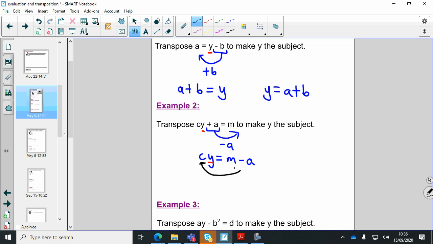to this side, we're going to have to divide by c. So when we divide by c, we're going to write y equals m minus a, and then all of that divided by c. Okay, so that was two steps to that equation. So firstly, we needed to subtract a to get to the first step here, and then we divided by c to get to the final step.